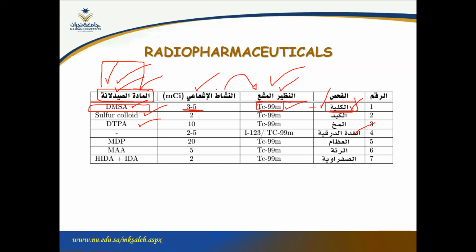Because the blood circulation distributes technetium in the body and all of the patient's body. لكن I need only to examine the kidney. So this is why I use DMSA, or I use a radiopharmaceutical. Okay.